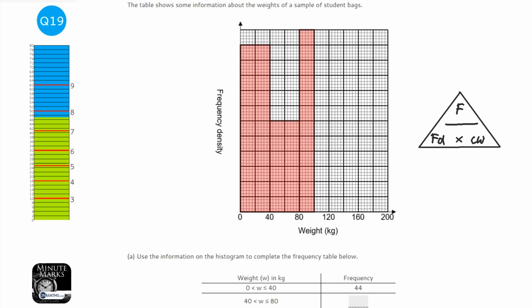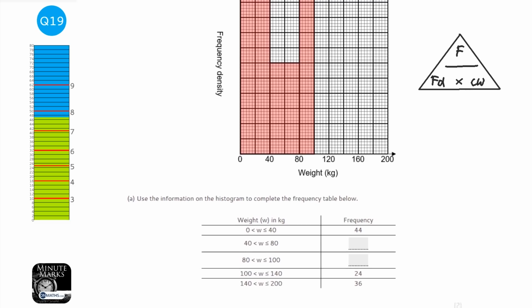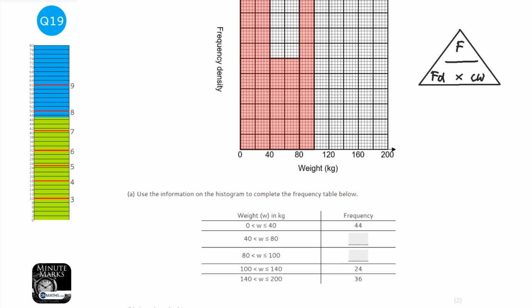And it works the same way as speed, distance, time, and all of those ones. So we know the class width, let's work out the class widths for these. That's going to be 40, that's going to be 40, that's going to be 20. And I'm just looking at the distances between the 80 and the 100, so I'm doing 100 take away 80. So the next one's going to be 40, and the last one is going to be 60.